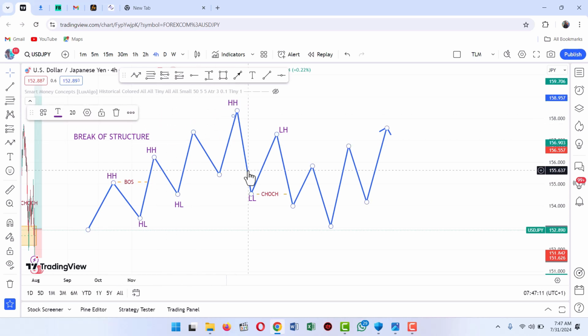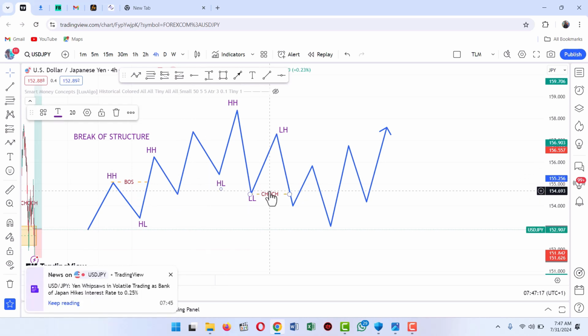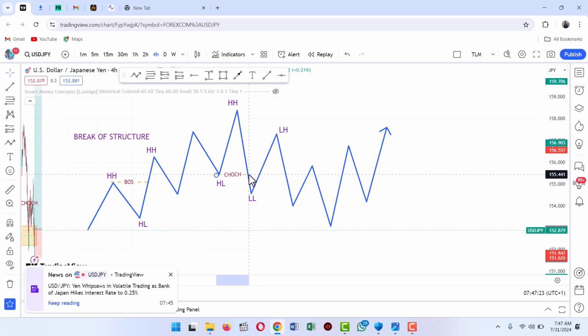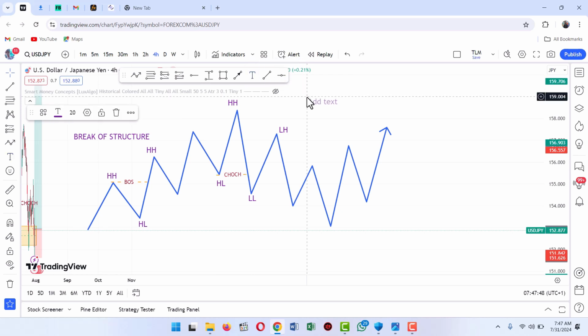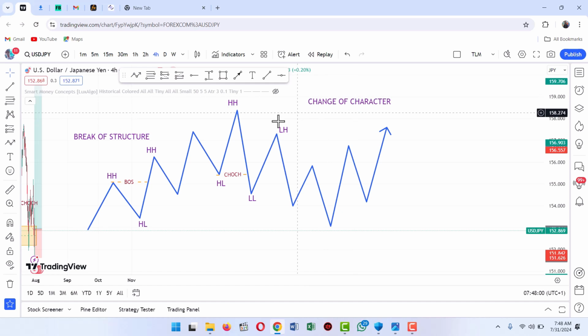Then when price broke below our higher low here, you can clearly see that sellers have now been able to establish a breaking point. They were able to break below this higher low we have here. Them being able to do that shows that the character of the market has shifted. In a scenario like this, that's what we call change of character. Don't forget, the character of the market initially was bullish, and then we have a series of break of structures.